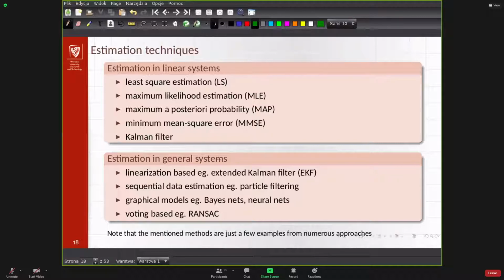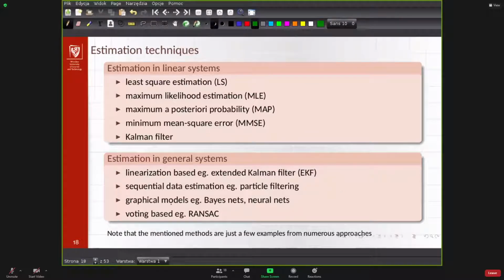For general systems, when they are nonlinear, you can either use linearization first and some elements that use the linearization, like extended Kalman filter. You can have particle filtering, which is an example of sequential data estimation. So you just make some randomization of the particles and then average it. That's the method also known as Monte Carlo. So if someone of you has heard about it, that's the Monte Carlo method.